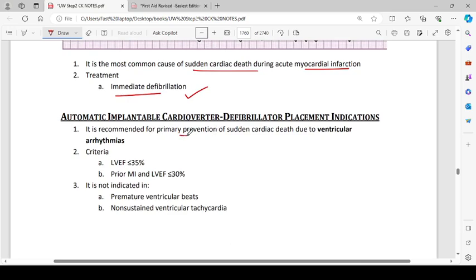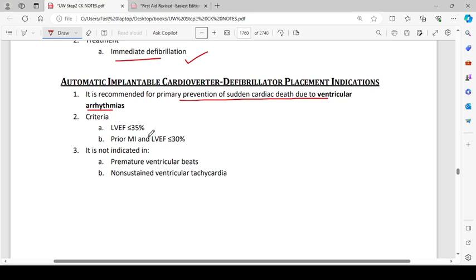Automatic implantable cardioverter defibrillator placement indications. It is recommended for primary prevention of sudden cardiac death due to ventricular arrhythmias. The criteria is that left ventricular ejection fraction should be less than 35% and prior MI, and left ventricular ejection fraction less than 30%. It is not indicated in premature ventricular beats, non-sustained ventricular tachycardia. So for these two conditions, we are not supposed to place an implantable cardioverter, but otherwise, if the person's left ventricular ejection fraction is less than 35% and there is a prior MI and left ventricular ejection fraction of less than 30%, we can use it.